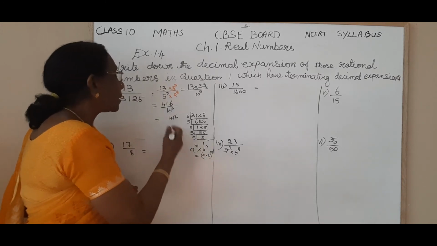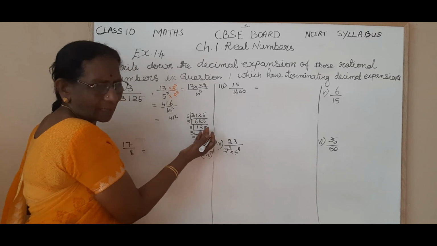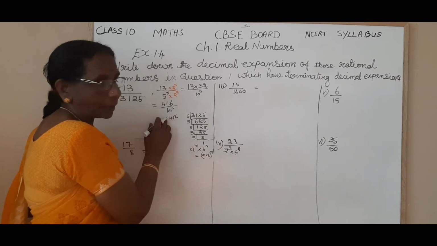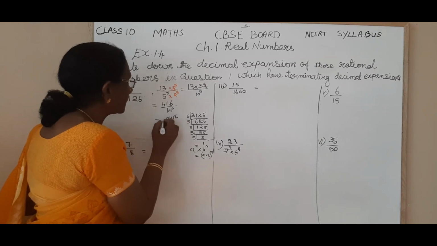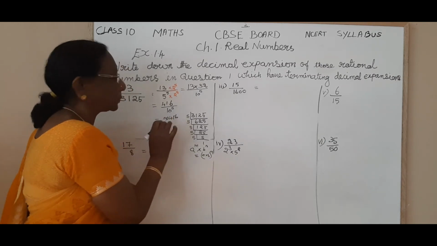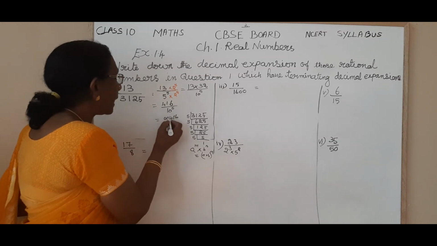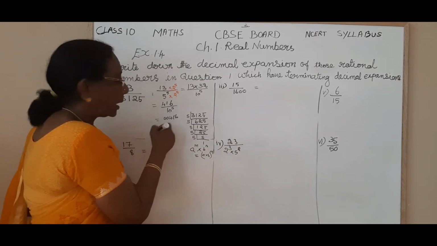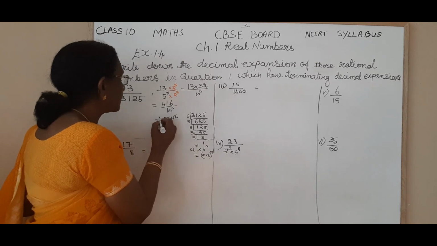And if you write 0 on the right side, the value will increase. So you have to write 0 on the left side, so the value of this 416 will be the same. Okay. Now add 2 zeros to the left side of the number and mark the point. It is 0 point.